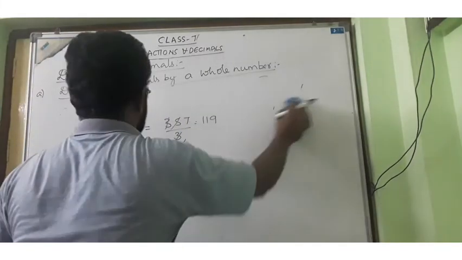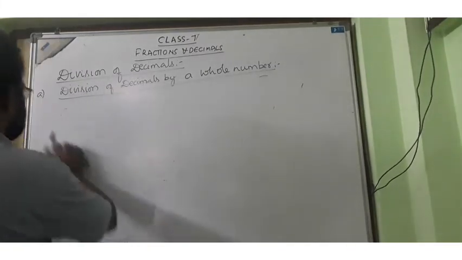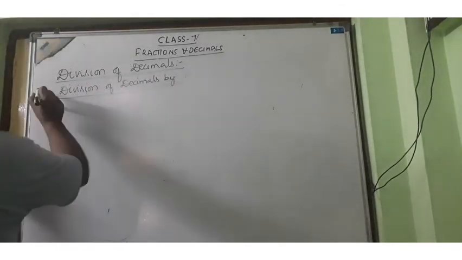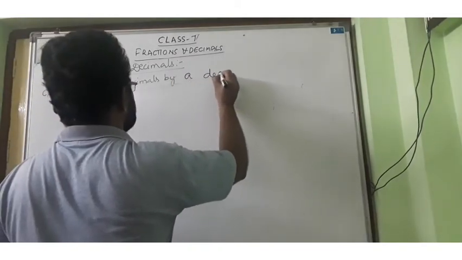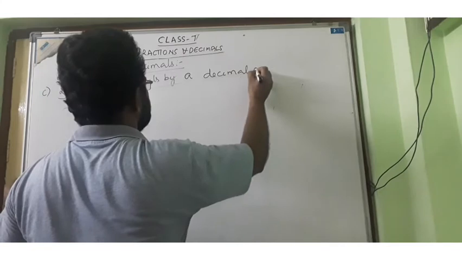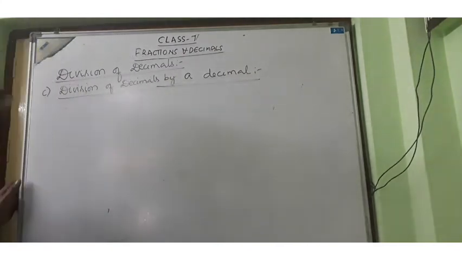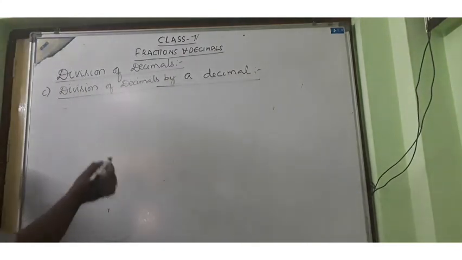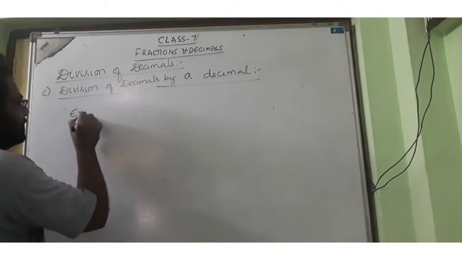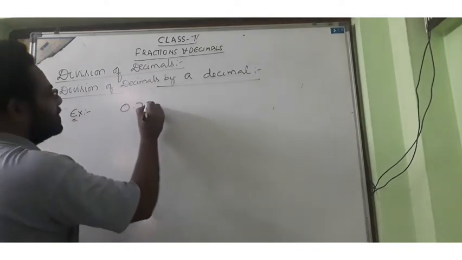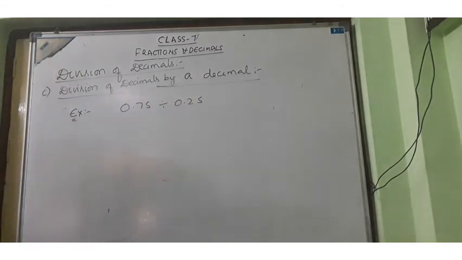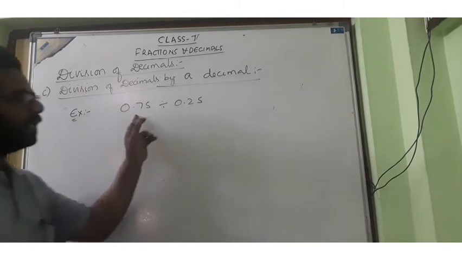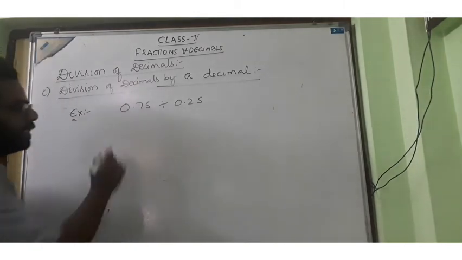So now we shall go for the third part of this division: division of decimals by a decimal. Here a decimal fraction is divided by another decimal fraction. Suppose, for example, I am taking 0.75 divided by 0.25. This is a decimal number and this is also a decimal number. So decimal number means what?